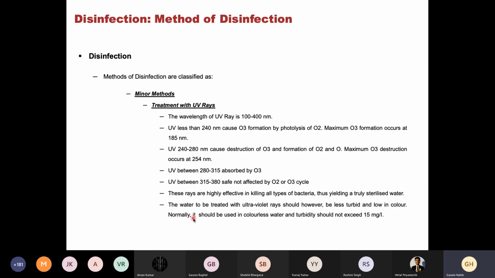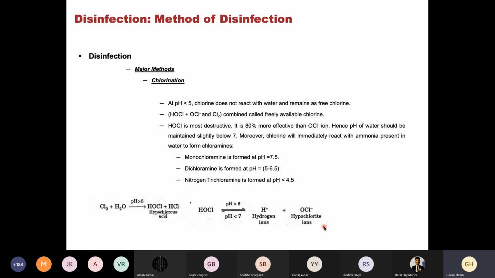In a small RO or UV cleaning system at home, like a domestic system, this method is advantageous and is being used. Normally, it should be used in colorless and less turbid water, meaning turbidity less than 15 mg per liter.